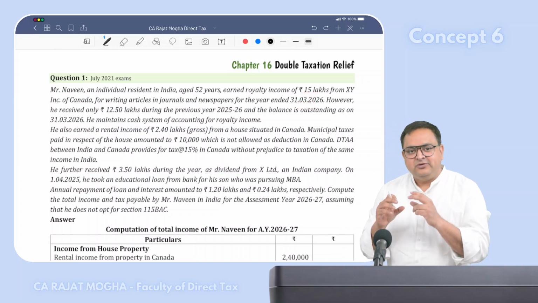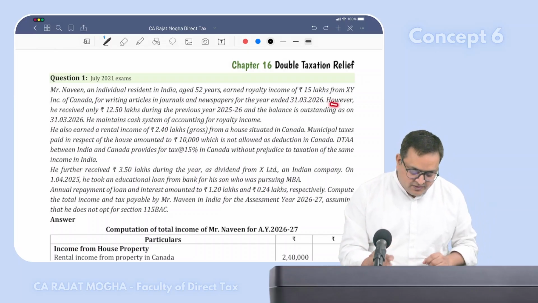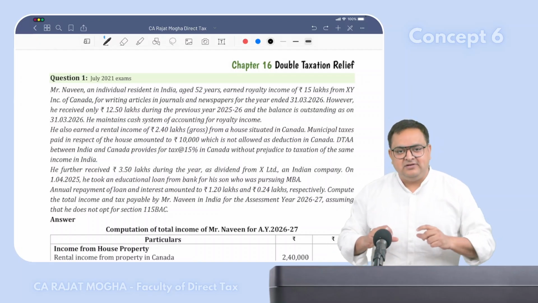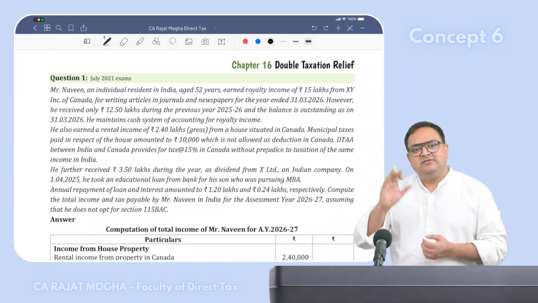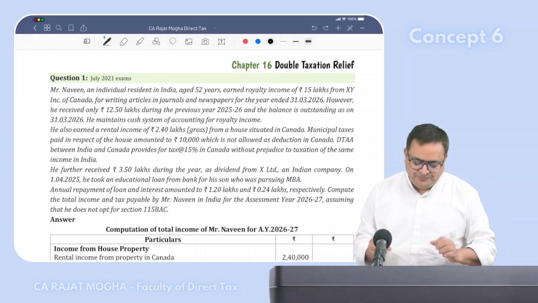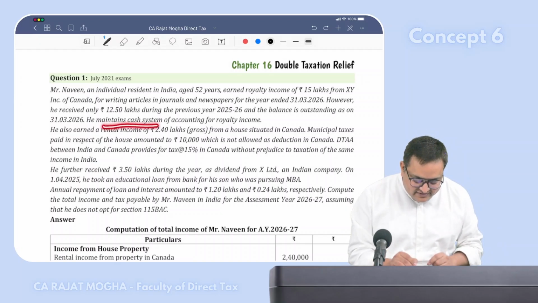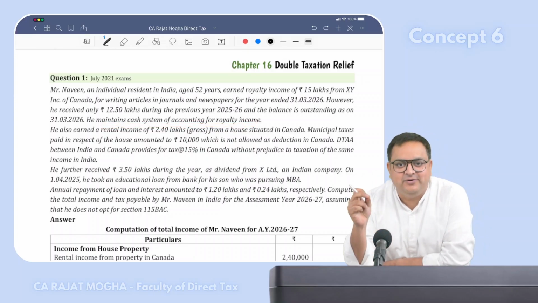So what will students do? They will make the income as 15 lakh rupees. But it is written there, however, he received only 12.5 lakh. So you will say, what happened then? Out of 15, 12.5 has been received, but still my income is 15 lakh, right? Mostly because our mind always says that on due basis, the income would be taxable. Here it is specifically written that he maintains cash system of accounting for the royalty income. He maintains cash system of accounting.